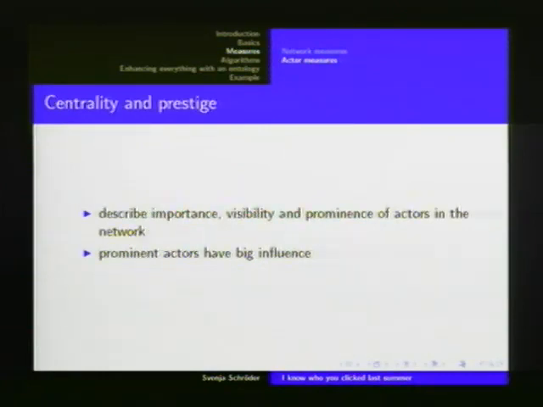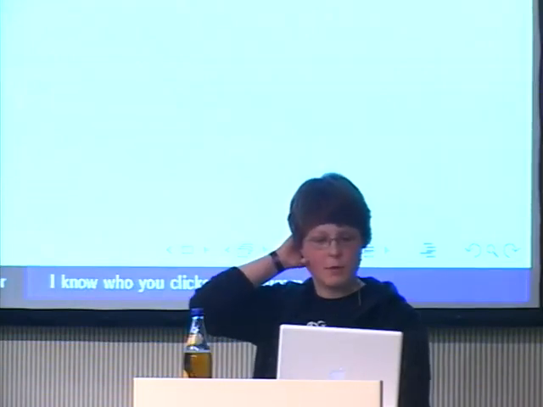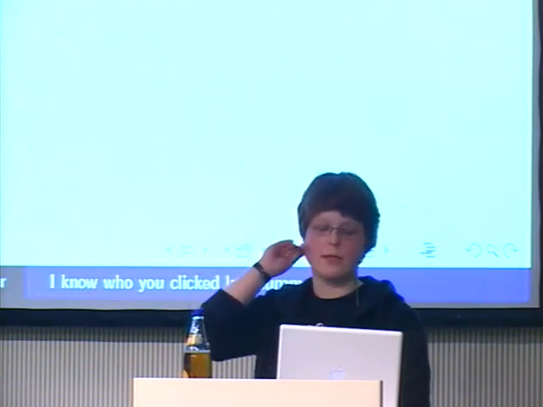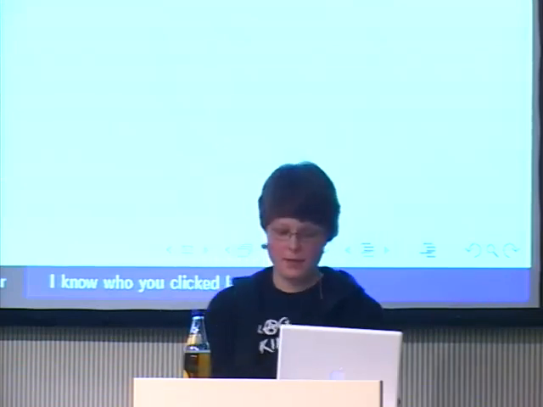There are two measures called centrality and prestige, which are very close. They mean kind of the same things for undirected and directed networks, and they describe importance, visibility, and prominence of single actors in this network. It's also an actor measure, and as they indicate prominence in the network, a prominent actor has bigger influence. So you model the kind of influence people have on other persons in this network.